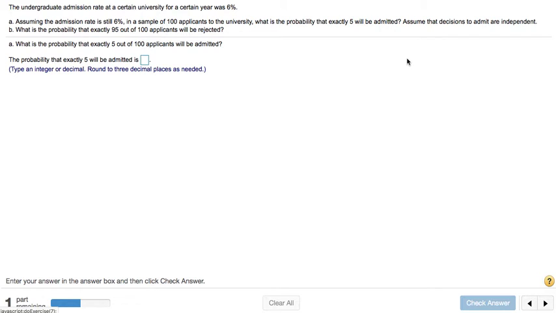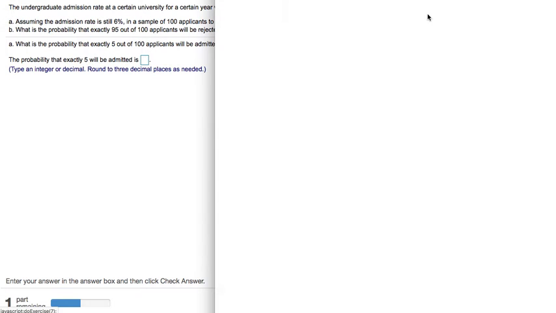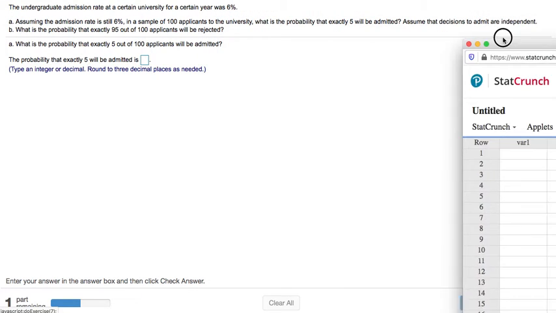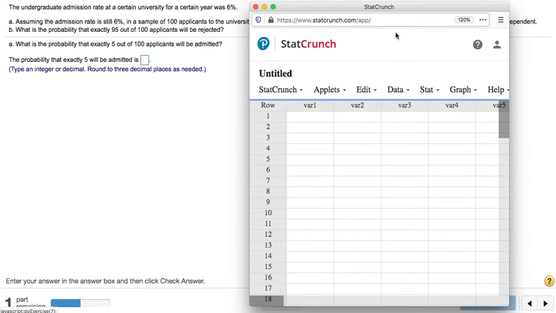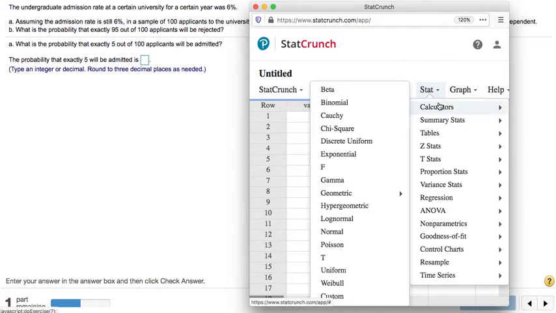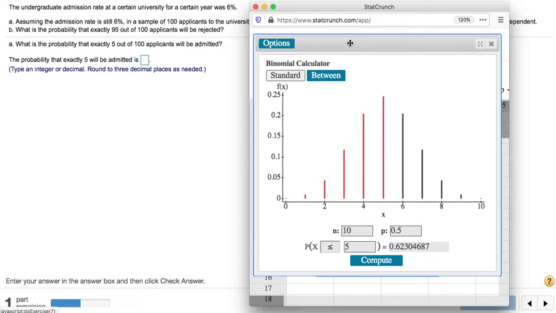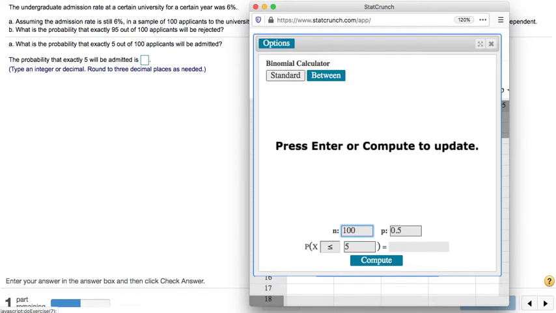So what I'm going to do is open up StatCrunch and use the binomial calculator to get my answer. In question help, I'll go to StatCrunch. To get the binomial calculator, you go Stat, Calculators, and select Binomial. What we want to enter here is, first of all, for n, the total number of applicants, which is going to be 100, so that'll always be the total number in the experiment. The probability p for success is 6% or 0.06.